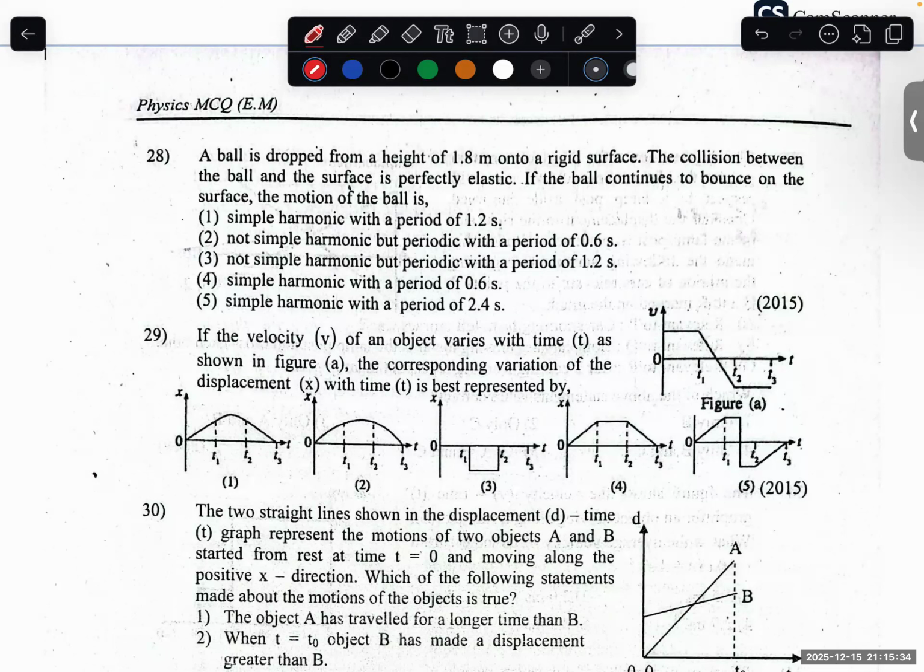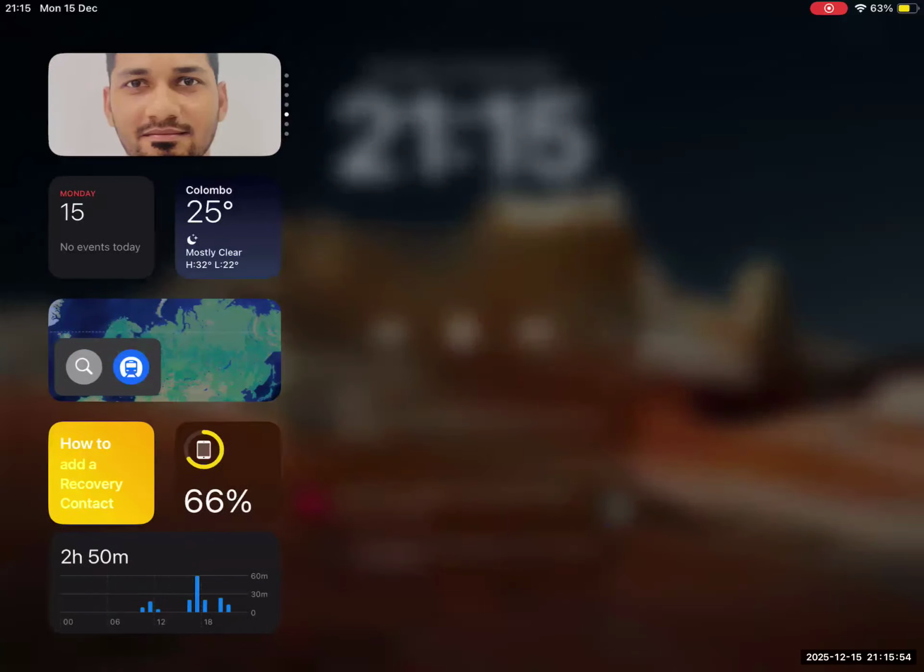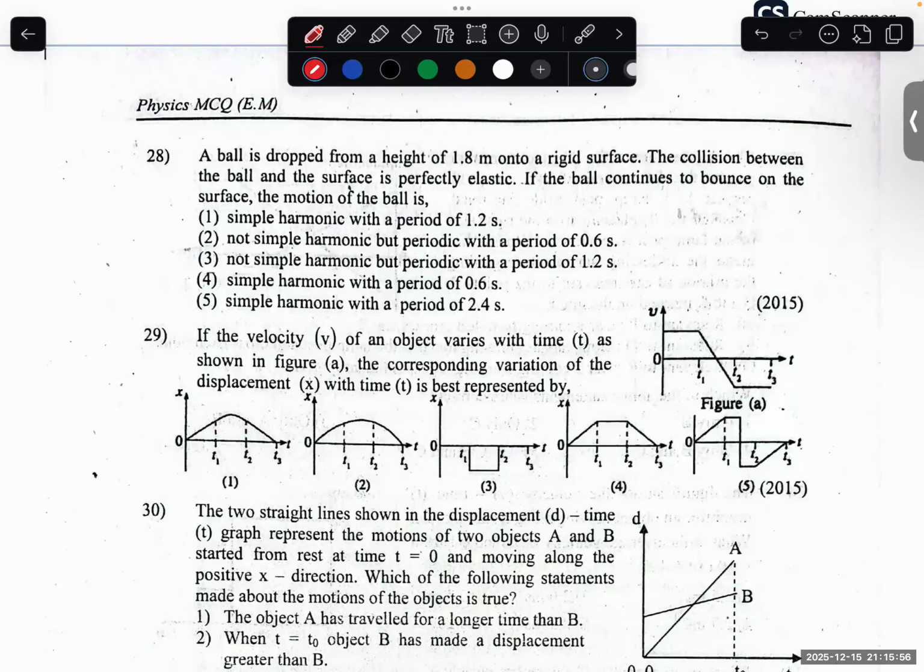Is oscillation a periodic motion? Yes. Oscillation is always a periodic motion. But are all periodic motions oscillations? No. Oscillation should always have an equilibrium point. And the motion should be back and forth. There should be a central point, which is called the center of oscillation, and there should be a back and forth motion. That is oscillation.